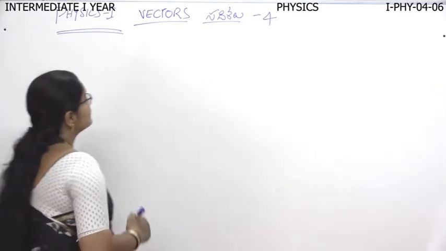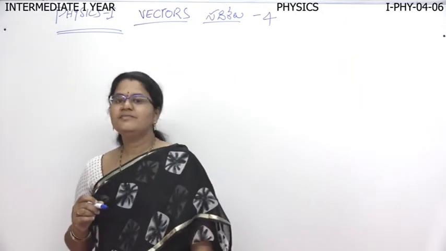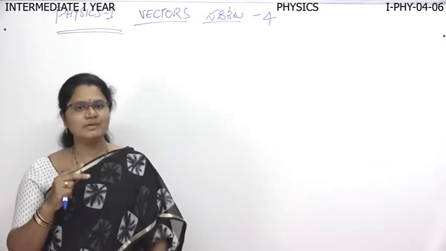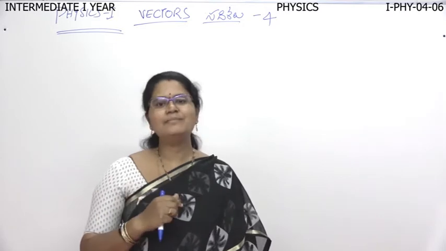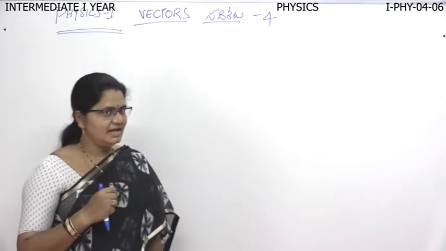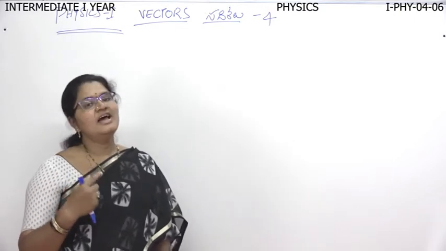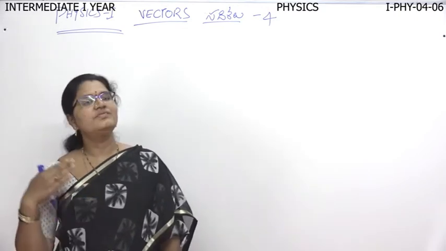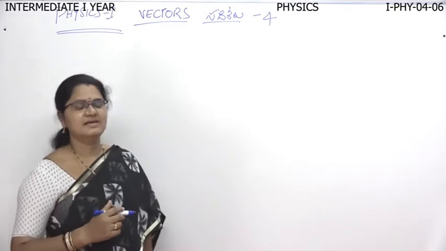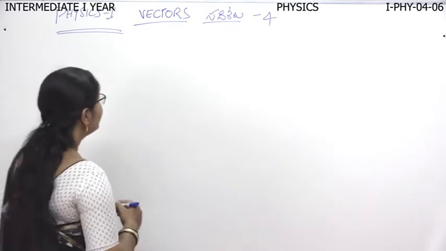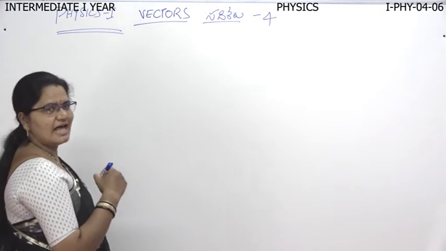So in the past class, we studied addition of vectors. In that, we studied two methods: one is the head-tail method and the second one is the parallelogram law of vectors. In that, we derived the resultant magnitude of two vectors when they are added, and we also found the direction of the resultant vector with the axis. Now today, we shall begin our class with a small problem.